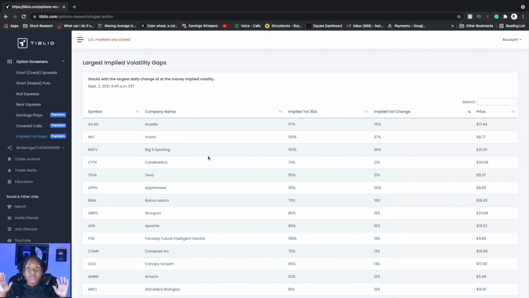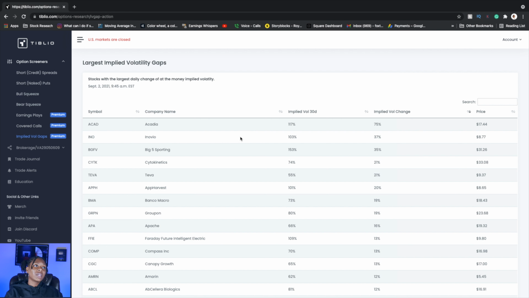So these are stocks with the largest daily change in at the money implied volatility. This setup looks pretty simple, but it's so powerful. You'll see the symbol, the company's name. This is the average implied volatility. And this is the implied volatility change amount since yesterday. All of these are at the money options with at least 30 days until they expire. And the implied volatility change is going to be right next to it. So this is how much it changed on the day that this was posted.